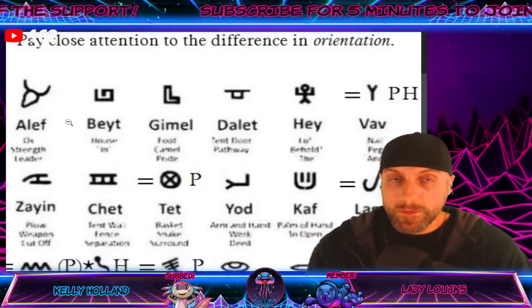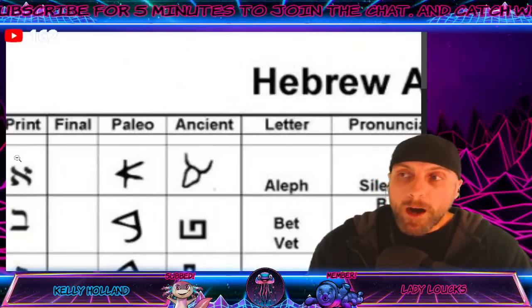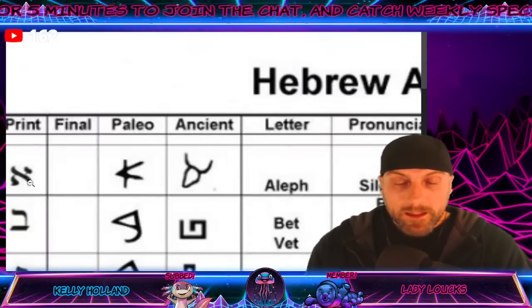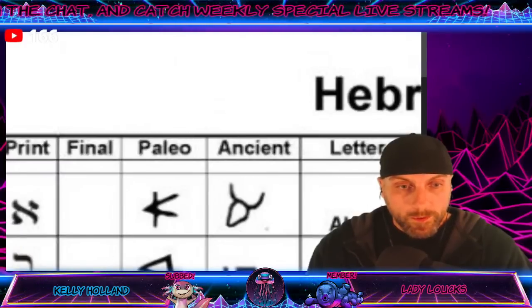It's really a bull, actually. And then here's another example over here. This is the modern Hebrew script. Now let's take a close look at this Hebrew script right here. Let me see if I can zoom in a bit more on that one.